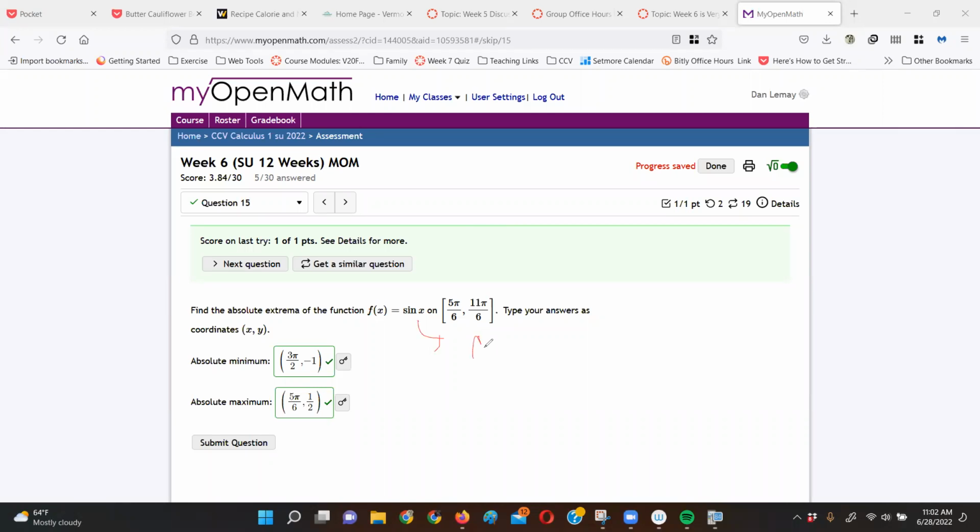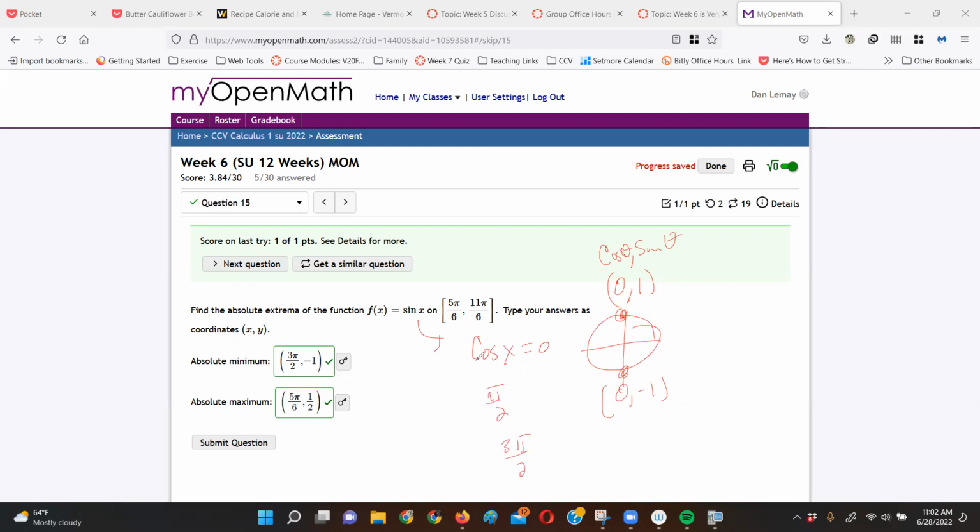Derivative of sine x is cosine x. And where does that equal 0? Well, a couple places. Let's think about the unit circle. I know whenever it's 90 degrees, pi over 2, those coordinates are 0, 1. And this coordinate is 0, -1. And we know that cosine is the x coordinate, sine is the y coordinate. So the cosine is equal to 0 at pi over 2 and at 3 pi over 2.